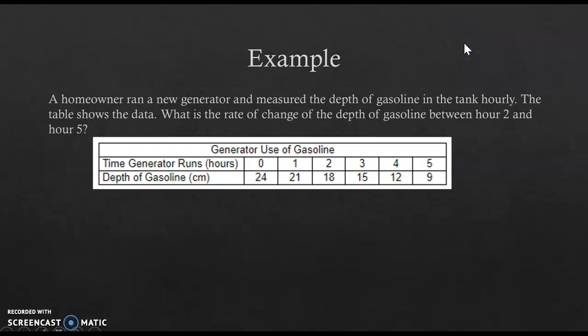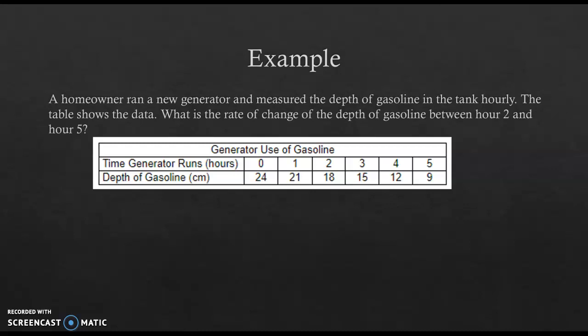All right, continuing on with using slope to answer more of our real world situations. So, a homeowner ran a new generator and measured the depth of gasoline in the tank hourly. The table shows the data. What is the rate of change of the depth of gasoline between hour 2 and hour 5?